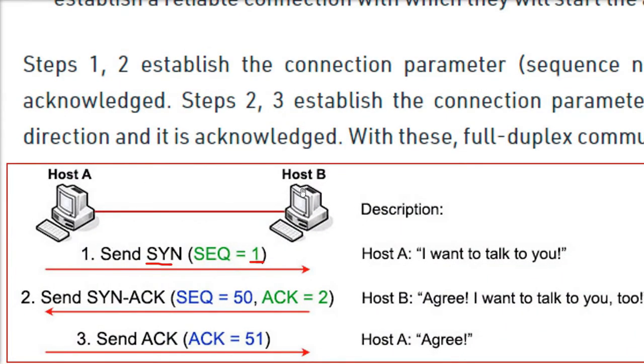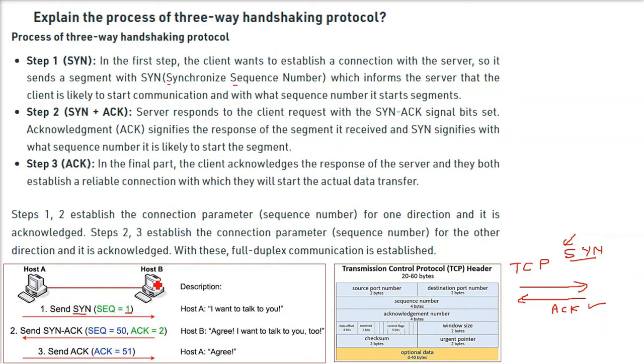That is, it will send SYN: okay, I want to do the communication. Now SEQ equals 1 is what? That is the first byte of the data it wants to send. Now what will host B do? It will send SYN and ACK, along with the acknowledgement. The acknowledgement will always be 1 plus the sequence number.